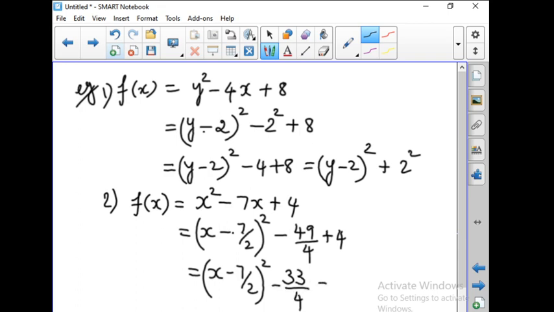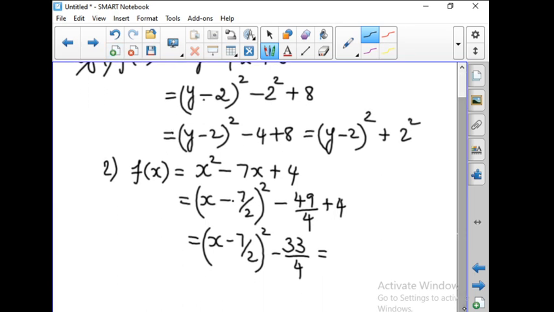Now if we want to write this as a square, what can we do? We can write this as x minus 7 by 2 the whole square minus root 33 by 2 whole square. So these two are examples I have given to complete with your completion of square method. So practice the completion of square method. It will be very easy and very helpful when you go to the application problems.